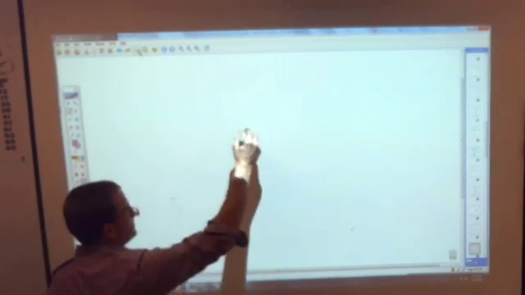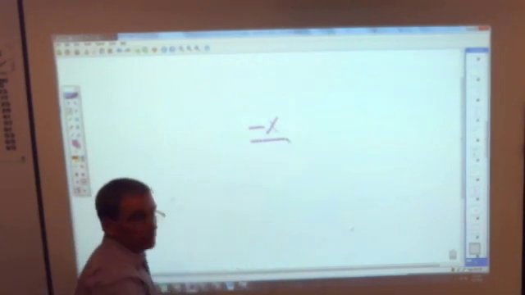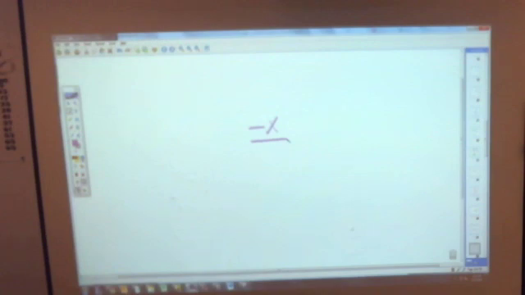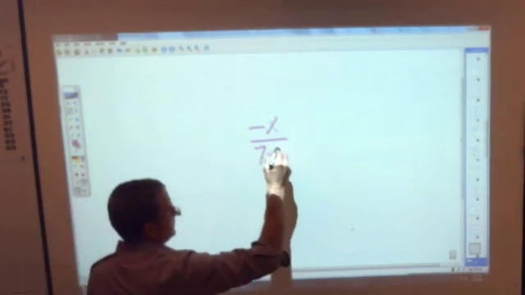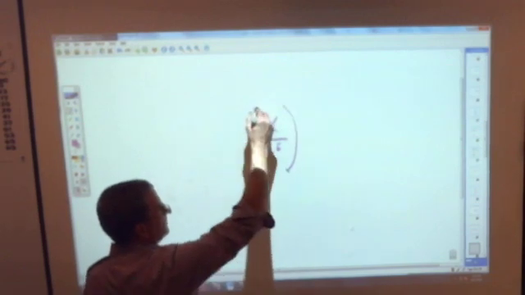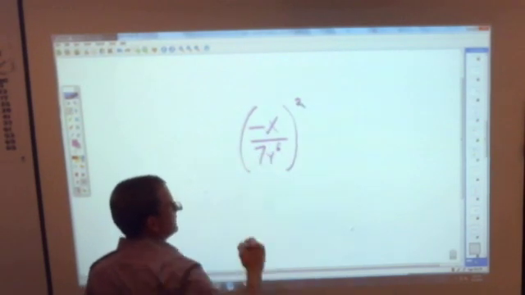This one I give just about as much hope for. Negative x over 7y to the fifth, all to the second power.